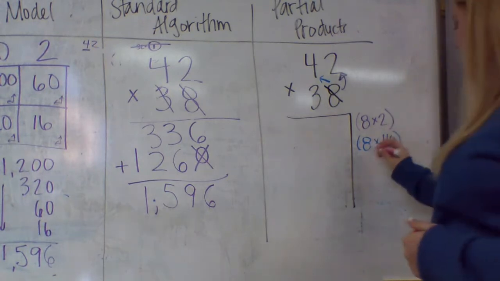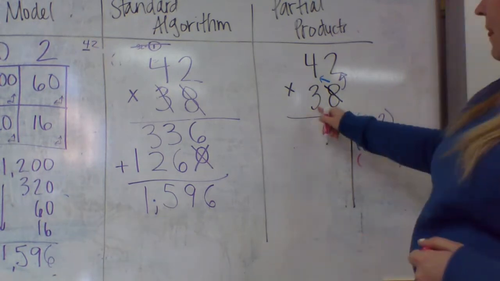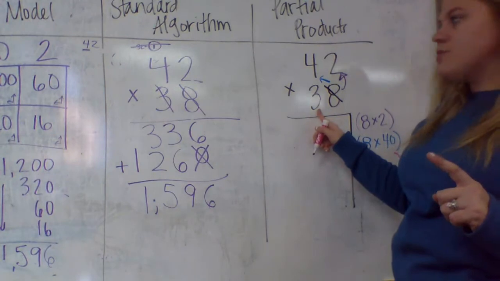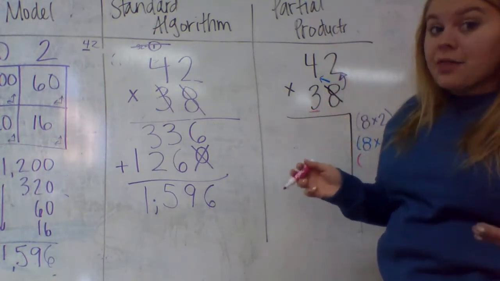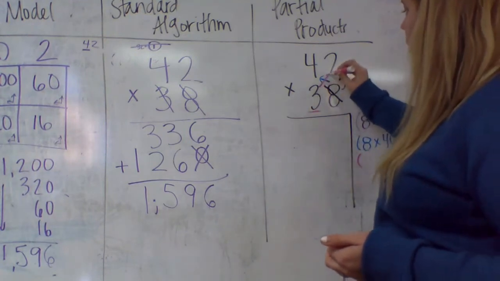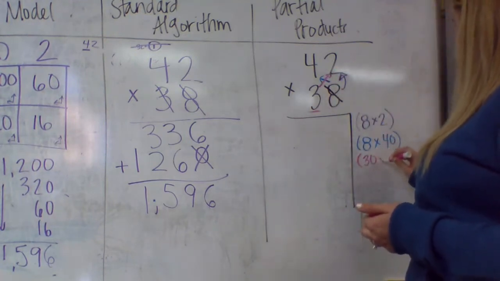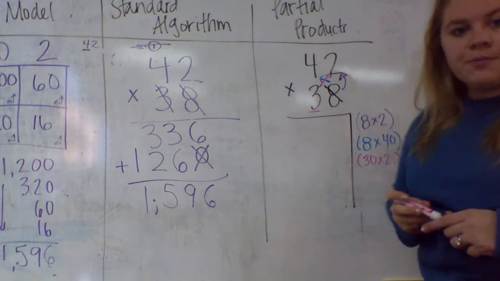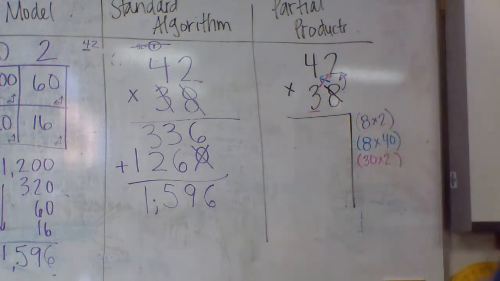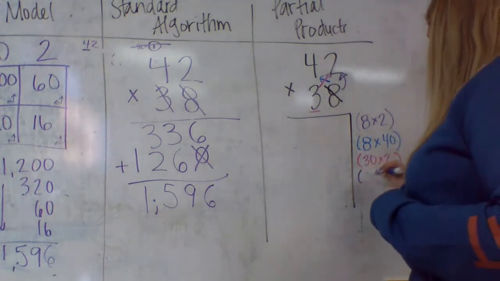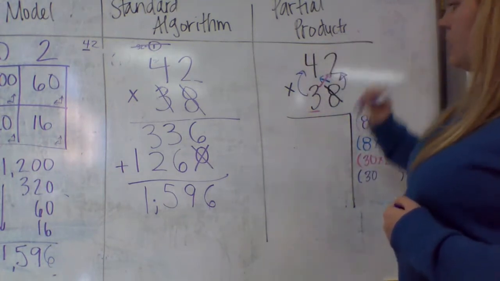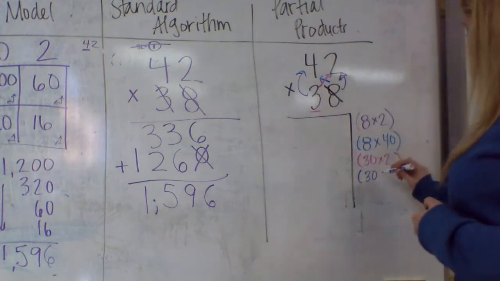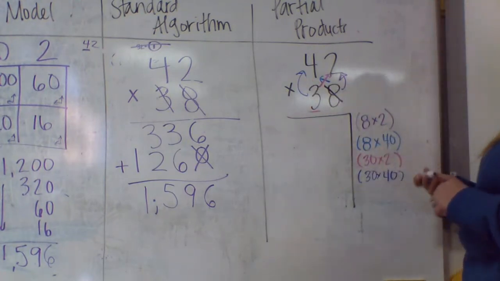Now the next thing that I multiply is this 3. Here's where people get confused. They write 3 times 2. But I know that this 3 is in the tens place, so it's really not 3, it's 30. So I would have 30 times 2. And then the final number that I would multiply, we've got to remember, this is not 3, it's 30 times 4 in the tens place, so 30 times 40.